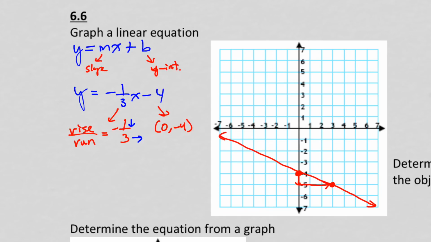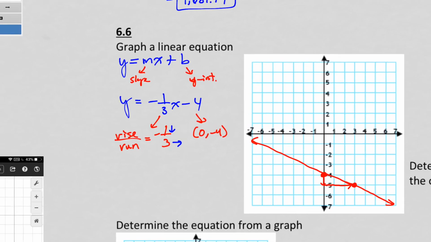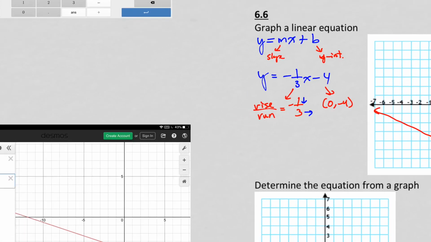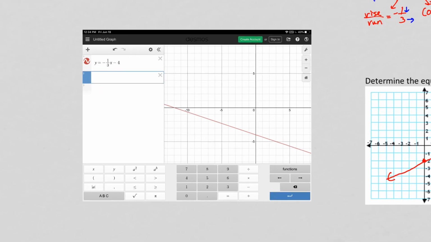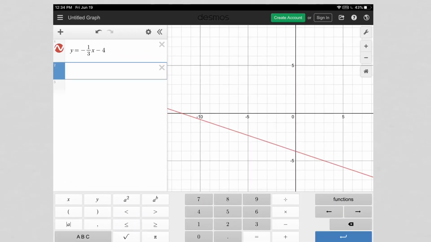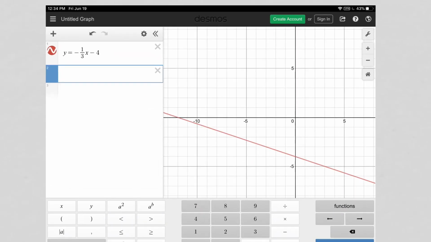Now, you can use desmos.com as well to help you out with this. And it looks like this. Now, this is not the scientific version. This is just desmos.com, and then click Start Graphing.